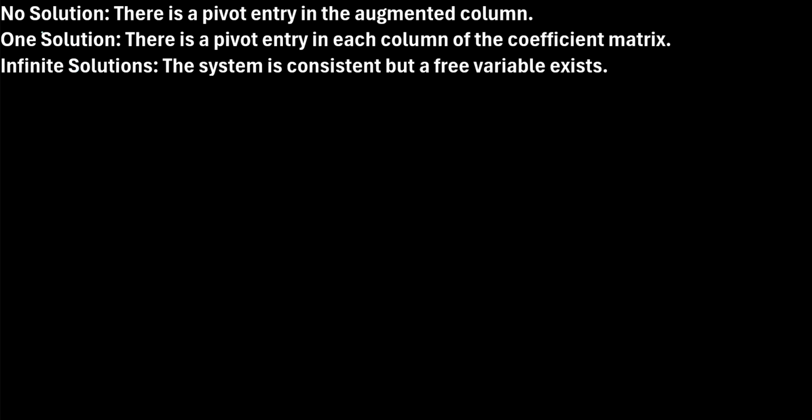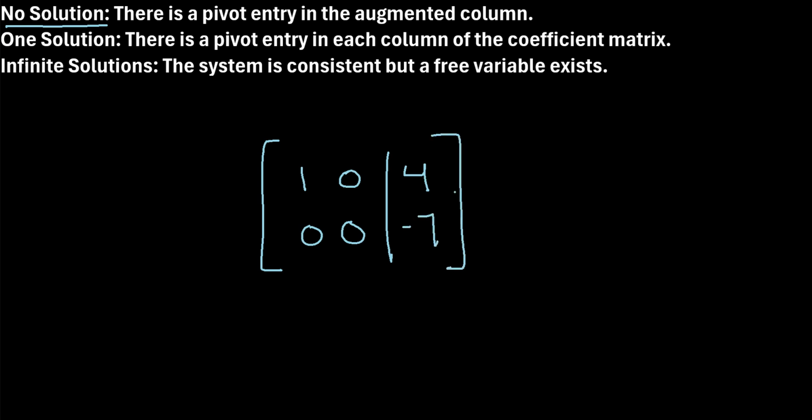We can say that a system of linear equations has no solution if there's a pivot entry in the augmented column. So recall that when we have a matrix, let's say 1, 0, 0, 1, 0, something like this. I'm just making these numbers up. The augmented column is this column right here. If there is a pivot entry in the augmented column, that's a dead giveaway that there is no solution to this linear system of equations.